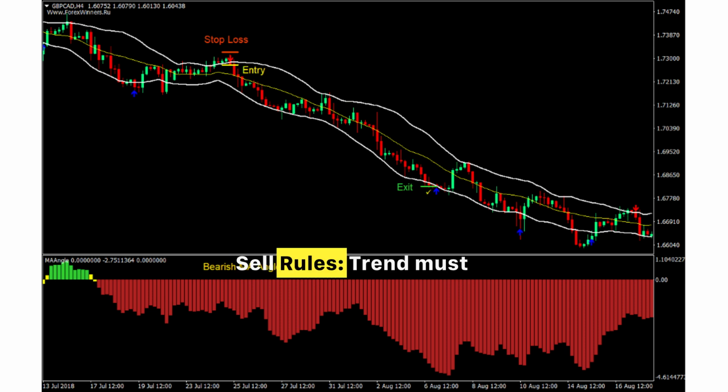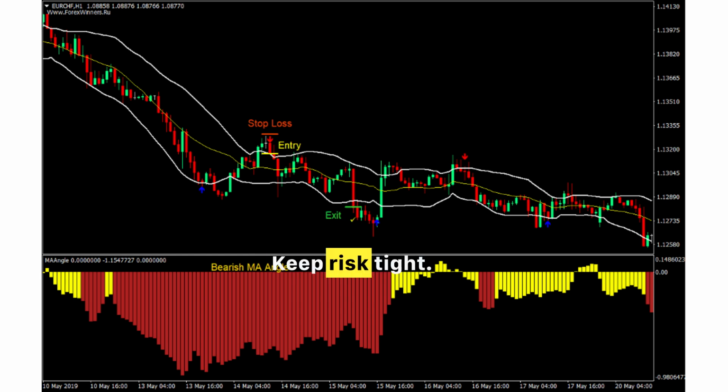Sell rules. Trend must be bearish. Price moves above the upper band. A down arrow appears. Set your stop loss beyond the recent fractal, and exit when price closes on the opposite outer band. Keep risk tight.